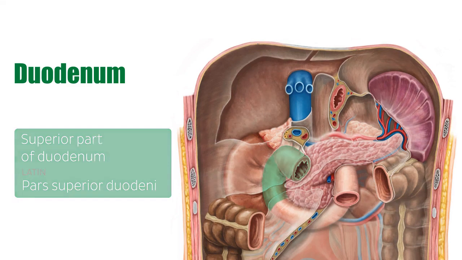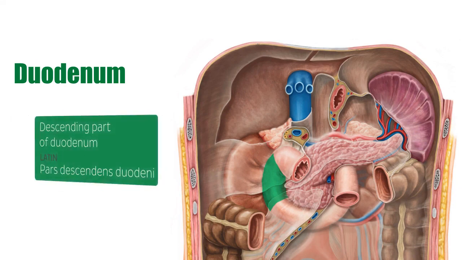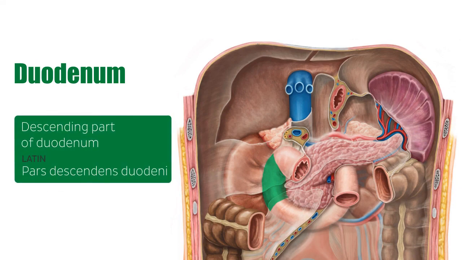The next part of the duodenum is the one we can now see highlighted in green. It begins at the superior duodenal flexure and descends downwards. Therefore, it's known as the descending part of the duodenum. This part is important from a clinical perspective, because the hepatopancreatic ampulla, or the ampulla of Vater, is located in this part of the duodenum. Through this ampulla, pancreatic enzymes and bile are released into the duodenum in order to aid digestion.